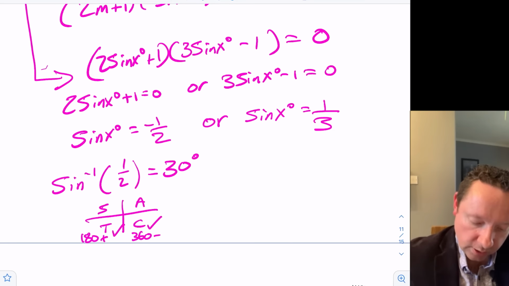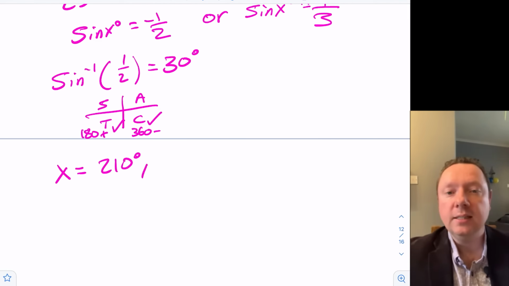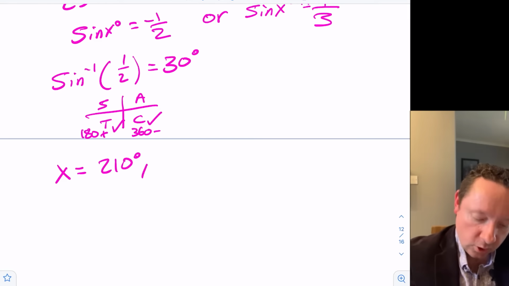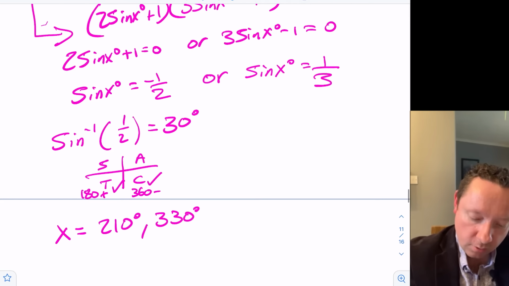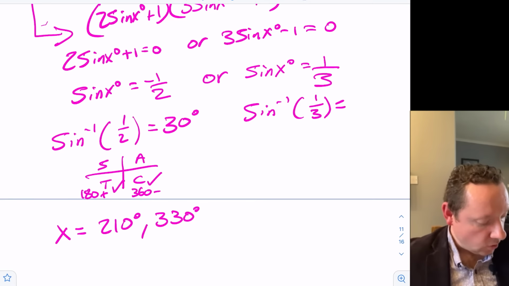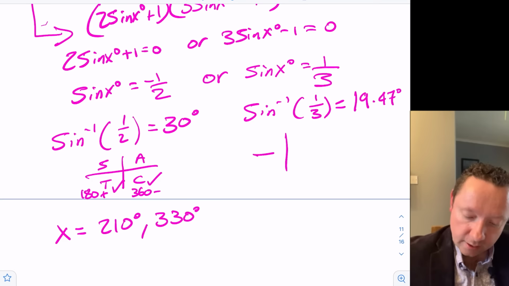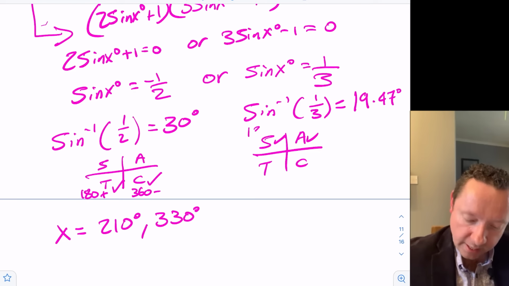So our first two answers for the left-hand side are x equals 180 plus 30, which is 210, and 360 minus 30, which is 330 degrees. Now looking at our sine x equals 1/3, we do the inverse sine of 1/3 on our calculator. And if we do that, we get an answer of 19.47. And again, our cast diagram for that side, this time the sine was positive, so it's just 180 minus it.